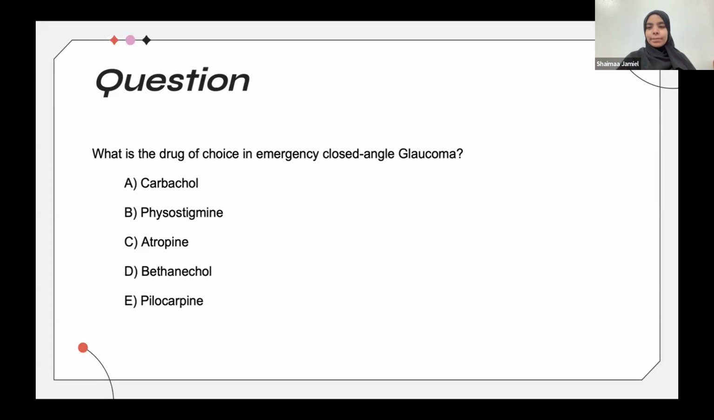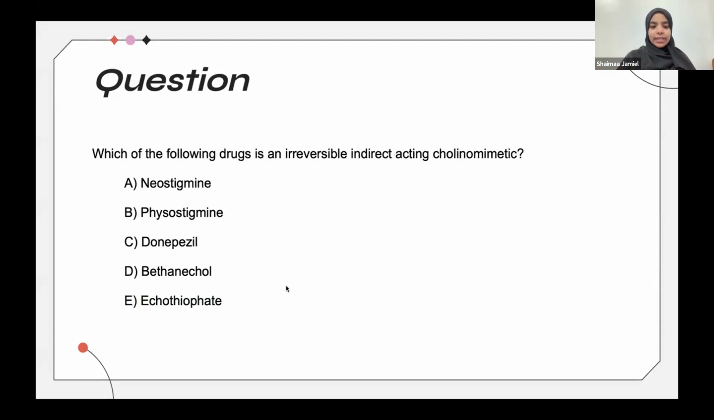Bethanechol, urinary retention. Pilocarpine is the drug of choice in other than emergency glaucoma. Cry, sweat, and drool, or cry, drool, and sweat, I can't remember anymore. Xerostomia, yeah, and Sjogren in general, because dry eyes, dry mouth, it increases secretions. Okay. So yeah, pilocarpine is the answer.